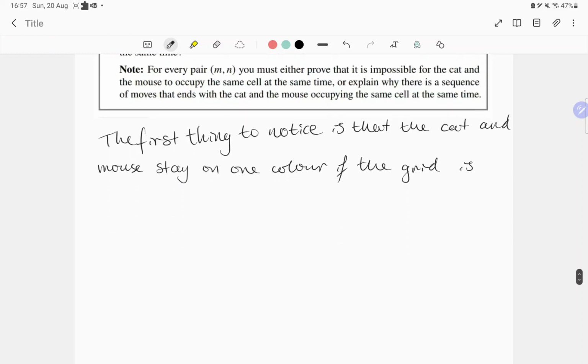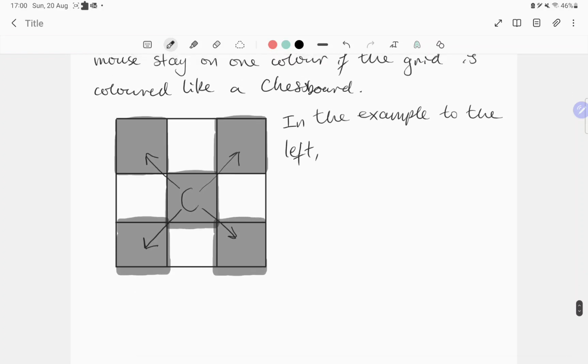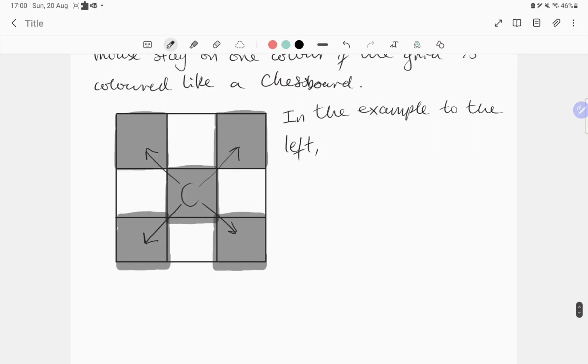This is what it should look like. On the left is the grid. You can see that the cat is in the middle. Now, in this position, the cat, moving diagonally one step, can only move to the different corners. These corners all have the same colour as the starting square of our cat.